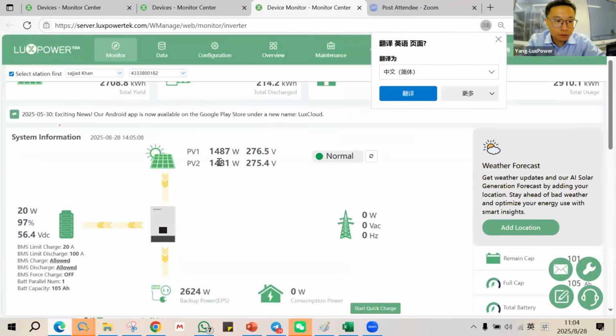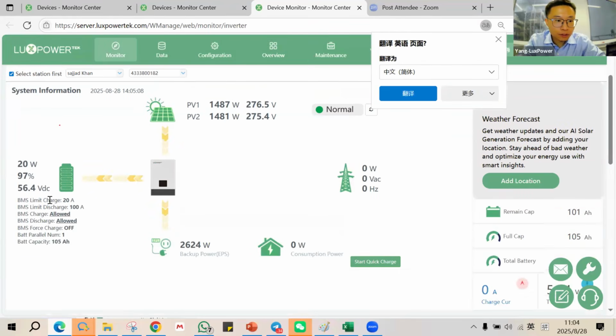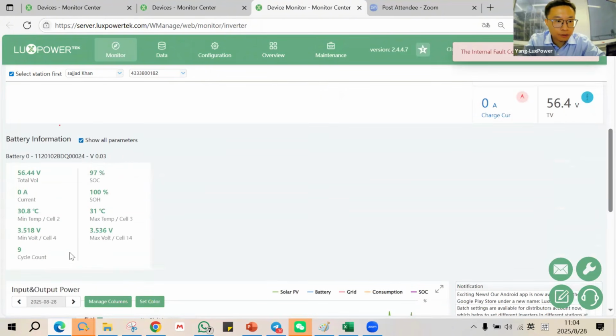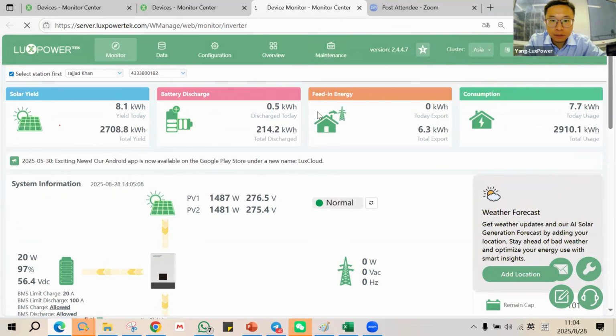So now the charge limit is 20 ampere. It seems okay. Let me check. Show details. It's a brand new voltage. It's really new batteries. Okay, doing this.